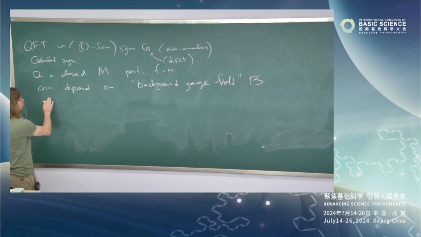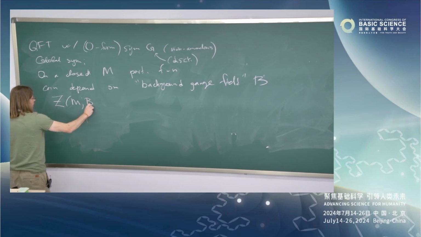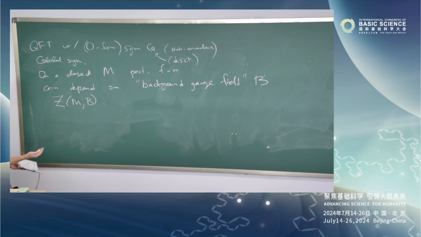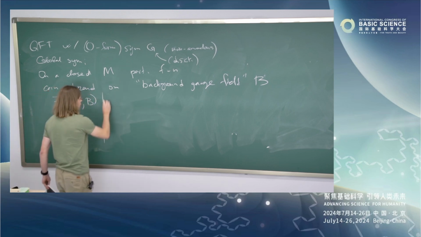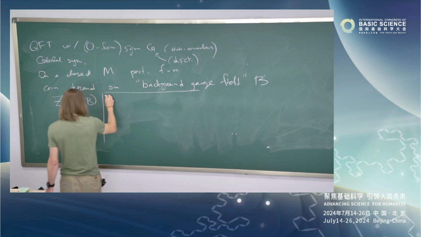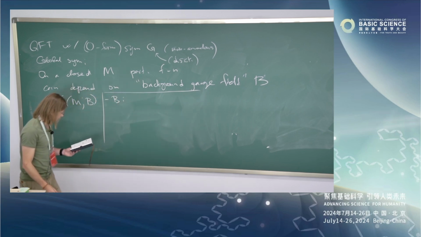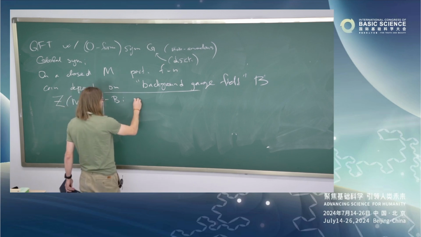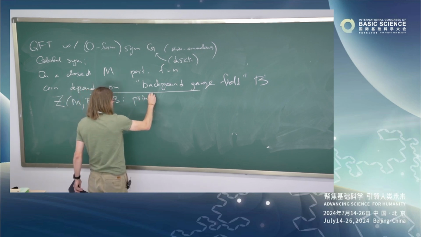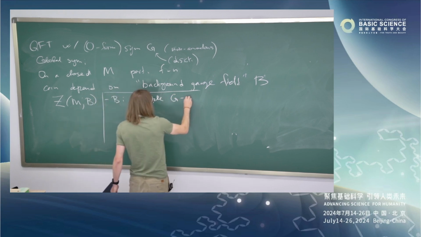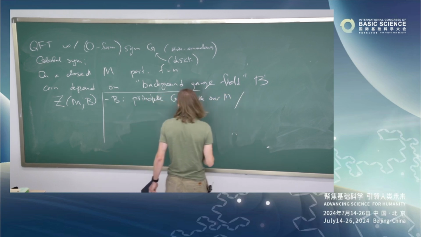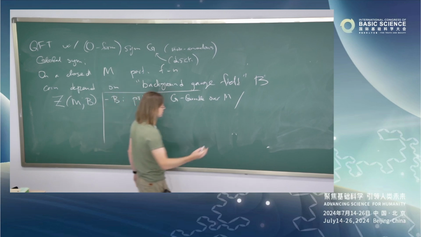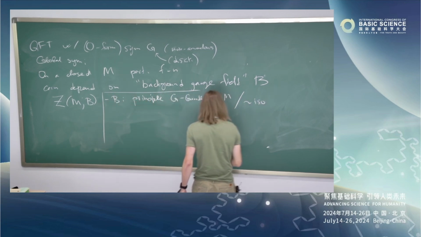So the partition function can depend on the choice of background gauge field, so we can think of it as a function of M and a background gauge field B. What is this notion of background gauge field B mathematically? There are different, equivalent ways to describe it. Maybe the most classical way is to understand B as a choice of principal G-bundle on M, and we usually require some gauge invariance. This means that we consider it up to isomorphism.